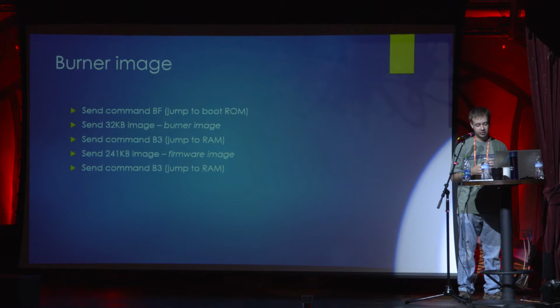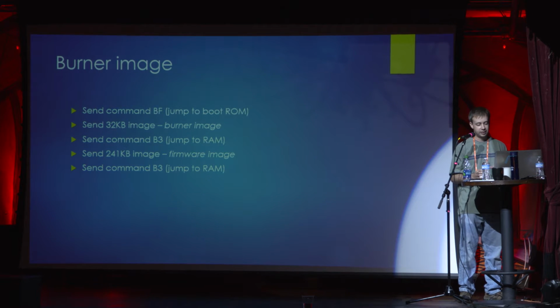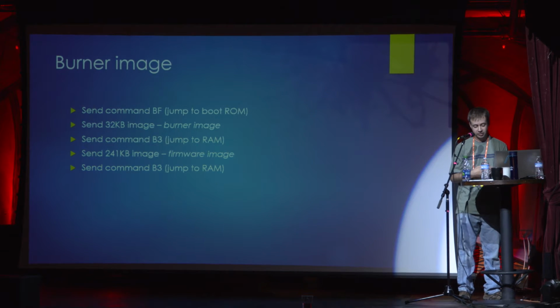So we send that small 32 kilobyte image I mentioned earlier to RAM and then send a B3 command. And that B3 command tells it to execute whatever we placed in RAM. So at this point, it's now running that small 32 kilobyte image. Then we send the large firmware image and then B3 again, which causes it to execute. So it was apparently necessary to be running this small 32 kilobyte image before we sent the firmware.